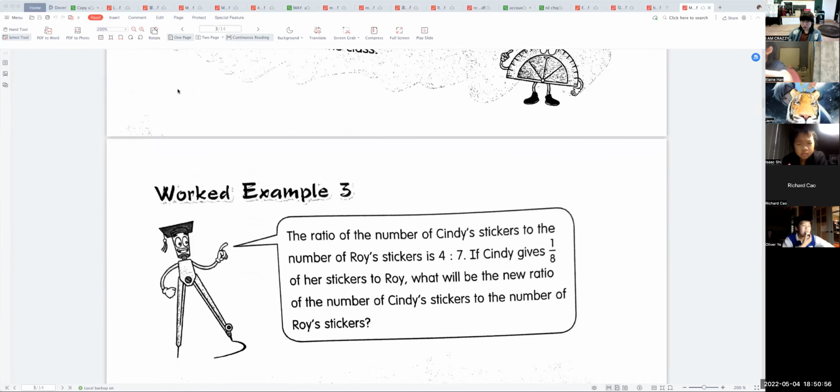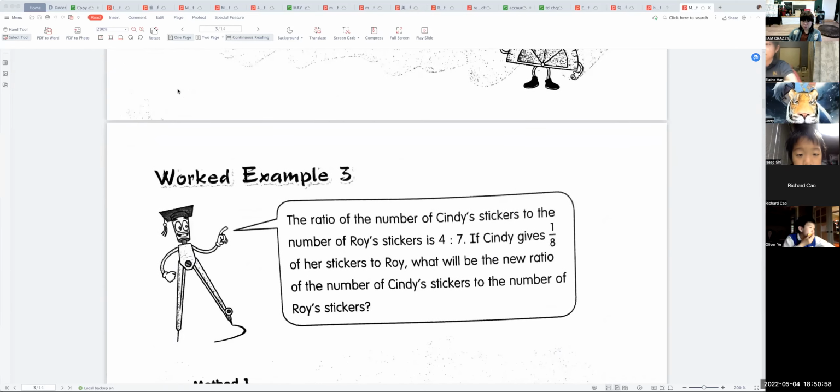So let's take a look at this question. I want you to try to do this one yourself. The ratio of the number of Cindy's stickers to the number of Roy's stickers is 4 to 7. If Cindy gives 1/8 of her stickers to Roy, what will be the new ratio of the number of Cindy's stickers to the number of Roy's stickers? Okay, try to do it yourself for like 2 minutes. Then I'm going to explain it to you.